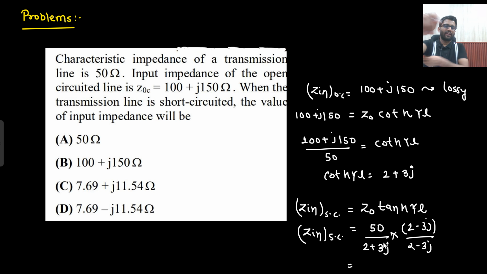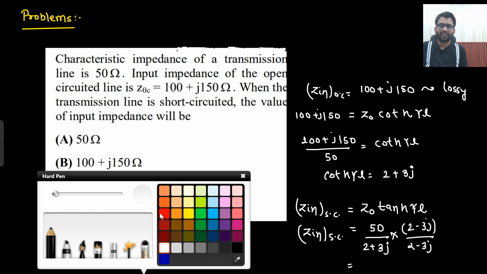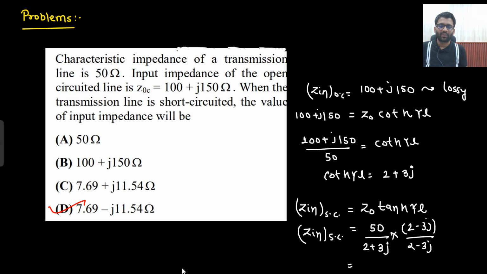So which answer am I going to get? At the denominator it will become 4 plus 9, 13. So it would be 50 by 13. Here there will be a negative sign, so only one option has a negative sign. So this is what we are getting. You can solve this, a very simple calculation. You are going to get 7.69 minus J 11.54 ohm.